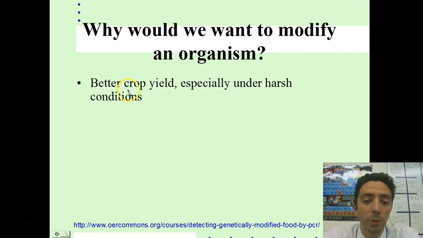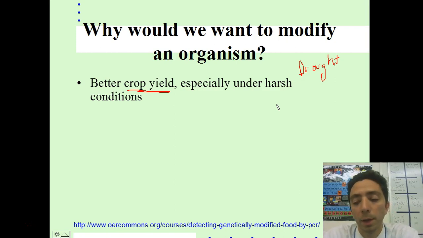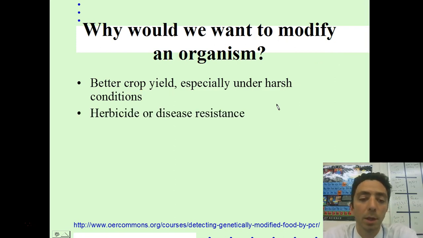And one of the reasons is for better crop yield, especially under harsh conditions. We can make them drought resistant. Ones that can survive in climates that are more arid than typical. And so by doing that, by making an organism that's capable of surviving in those areas, we're increasing our yields. We can grow more food, and with a growing population, that's always a good thing.